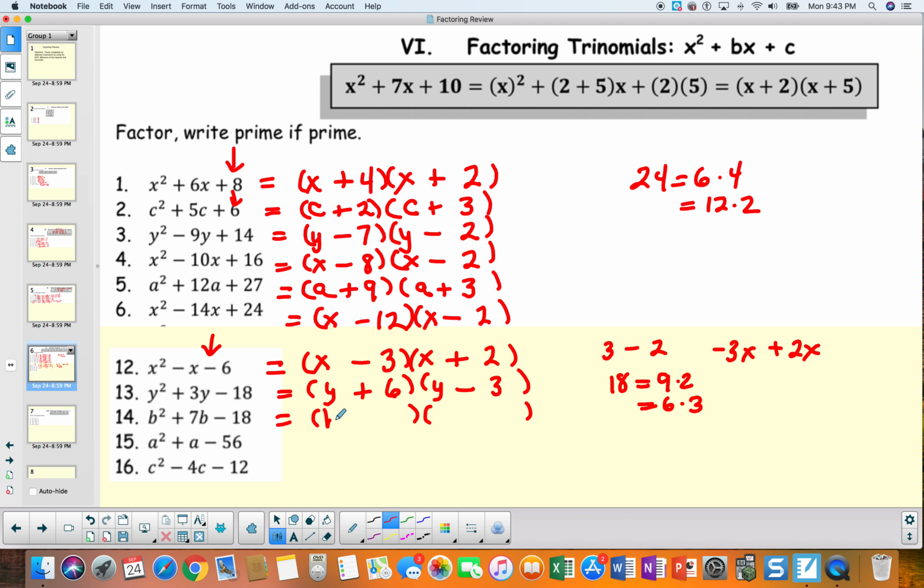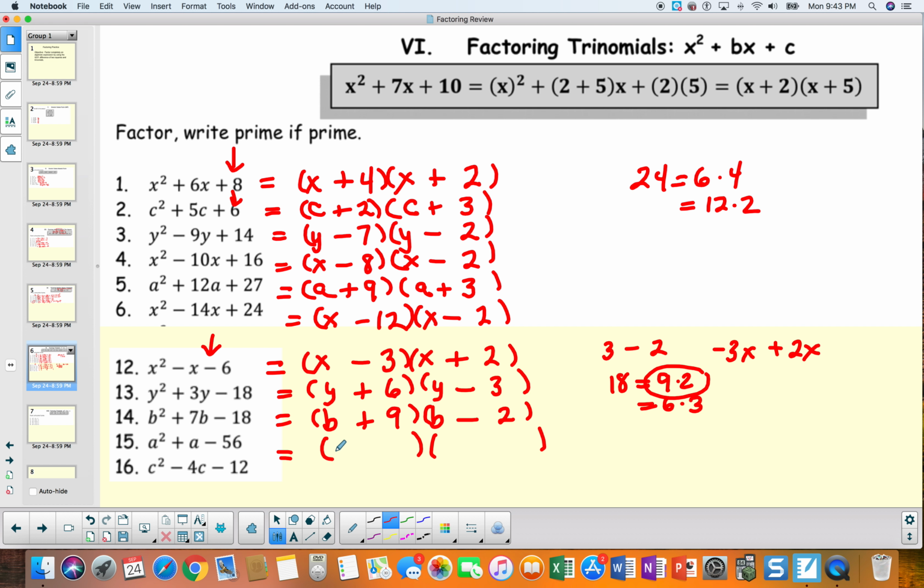Okay, we're going to split up the b. We're looking for two factors that make 18, and their difference is 7. And so I think I'm going to use 9 and 2. 9 and 2. We want more positives, so plus, and then this will be minus.